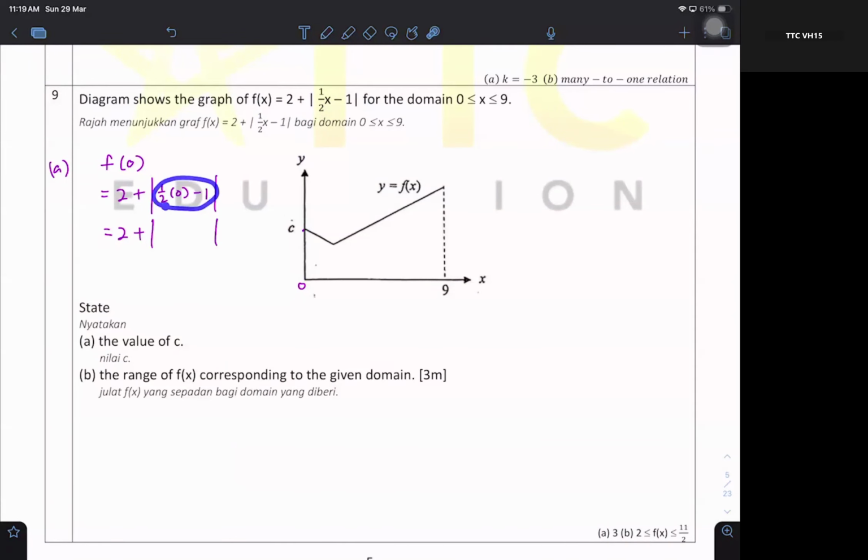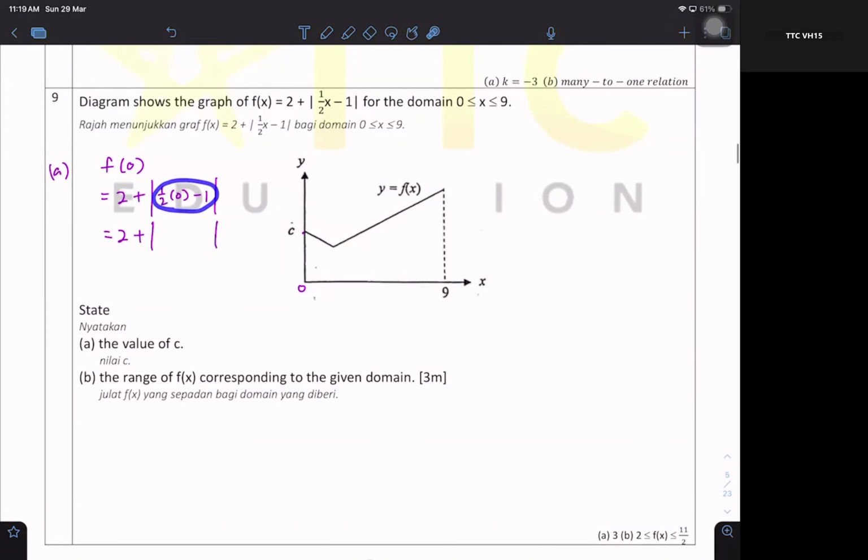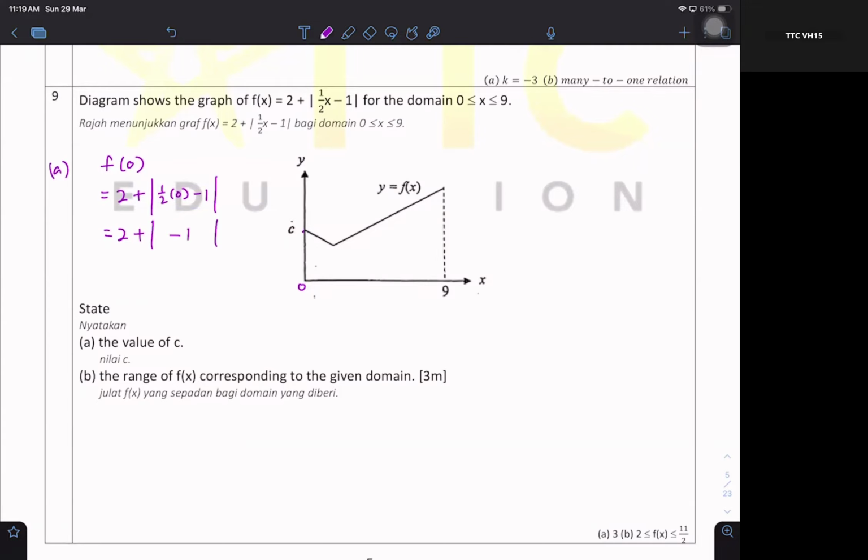This one you press the calculator first: 1 over 2 times 0 minus 1. You press the calculator, you get negative 1. Then modulus negative 1 becomes positive 1. 2 plus 1 is 3. Yeah, so c equals 3.